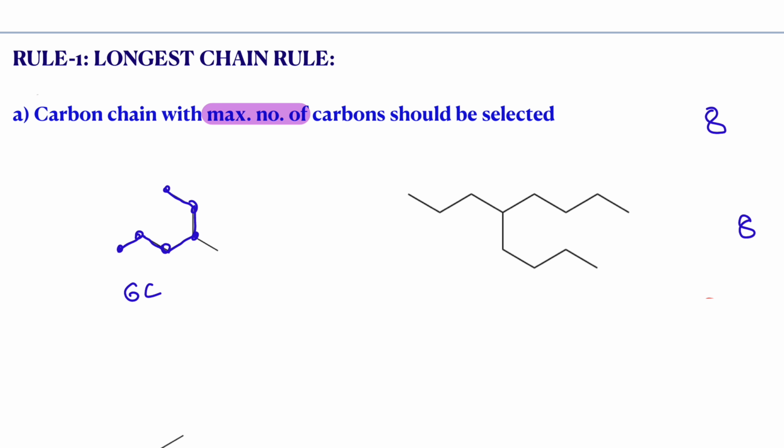One more possibility: 1 2 3 4 5 6 7 8 9 carbons. Since we have to select the longest carbon chain, this will be the longest carbon chain of this particular compound. Totally there are 9 carbons.